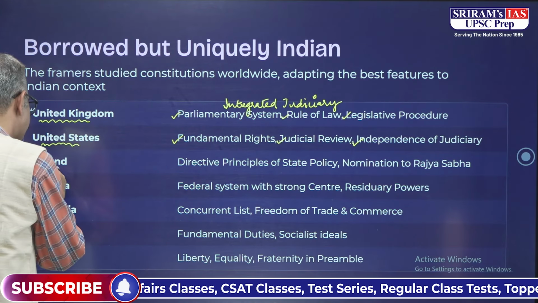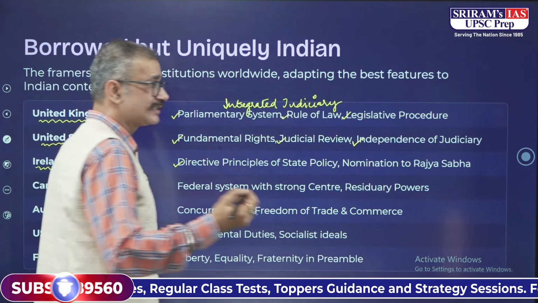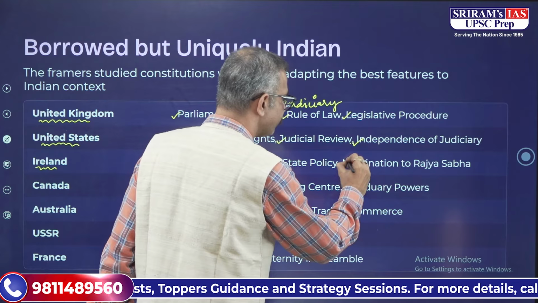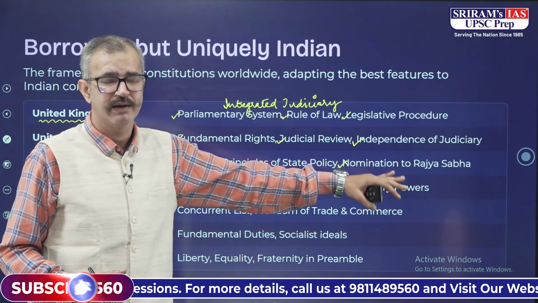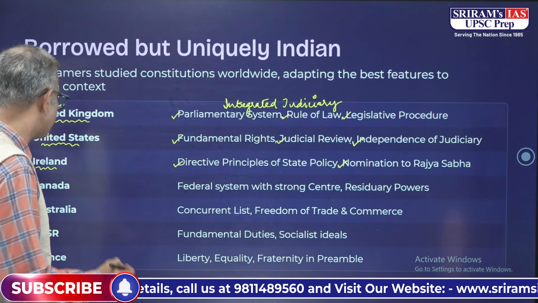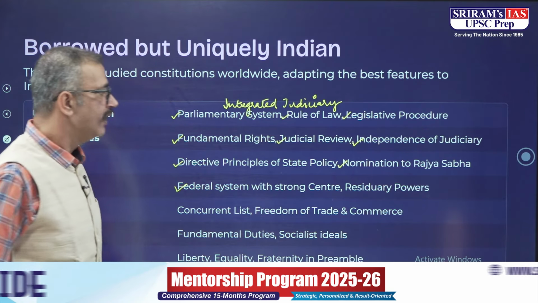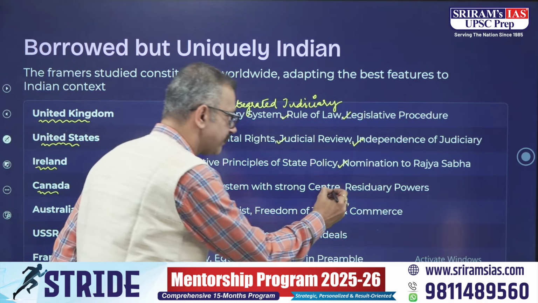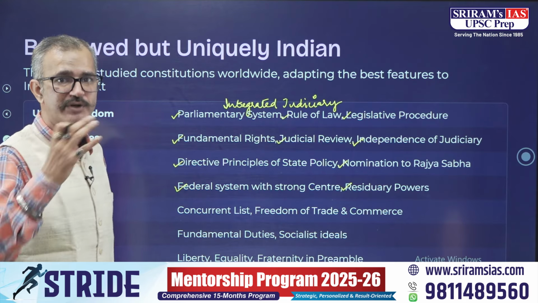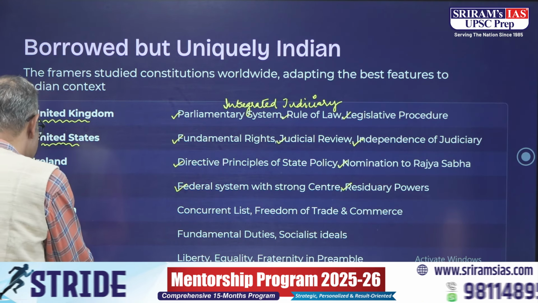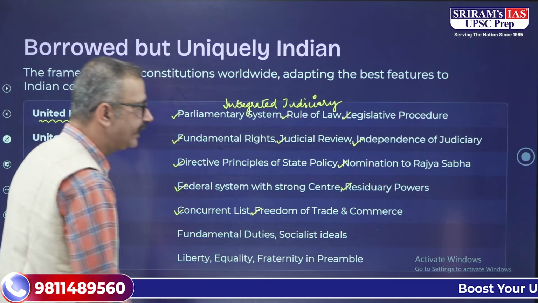Then comes Ireland, from where we have taken directive principles of state policy, along with the principle of nomination. We have nomination to the Rajya Sabha, a feature taken from the Constitution of Ireland. Then from Canada, we have taken a federal system with a strong center, along with the residuary powers vested with the center when it comes to the division of power between center and state. From Australia, we have taken the concurrent list, along with freedom of trade and commerce.